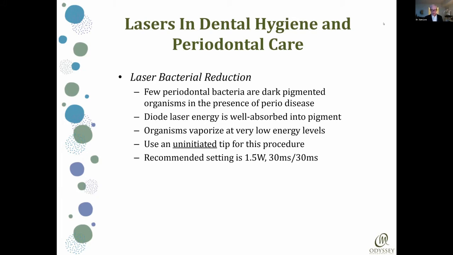should be with an uninitiated tip, generally for recommended settings, either 0.5 if it is going to be continuous, or around 1.5 watts average peak power if it's going to be pulsed. So these organisms can be vaporized.